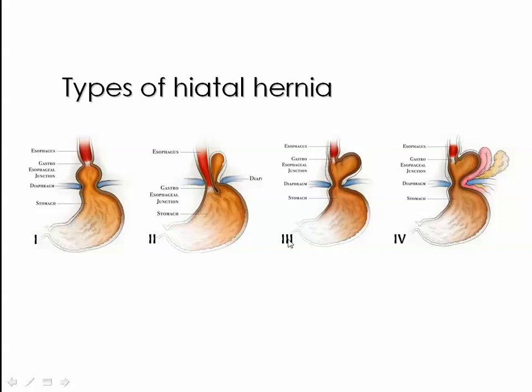Then type 3 is the combination of these two. The gastroesophageal junction is above the diaphragm, part of the gastric fundus is above the diaphragm, and also a good part is seen posterior to the stomach. Then type 4 means type 3 with some other organs herniating with the stomach, like the small bowel and the mesentery, as you can see here.